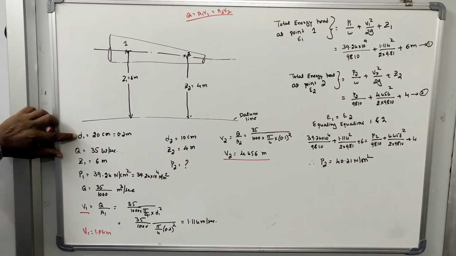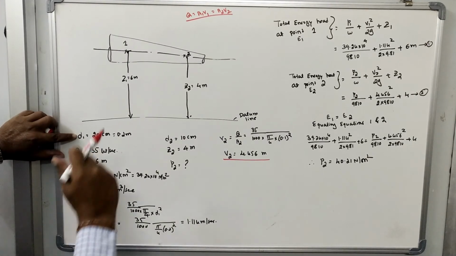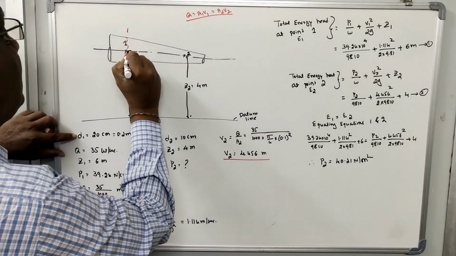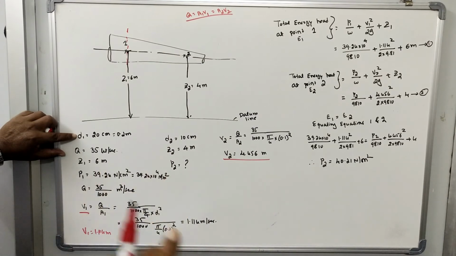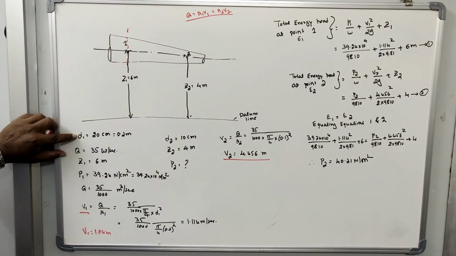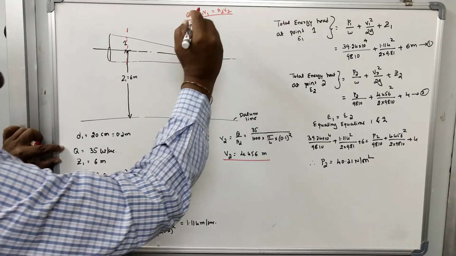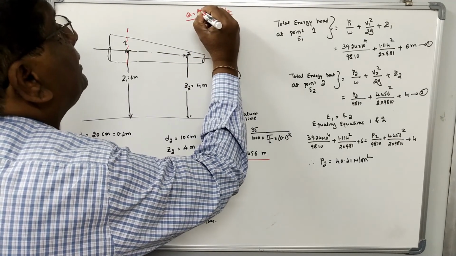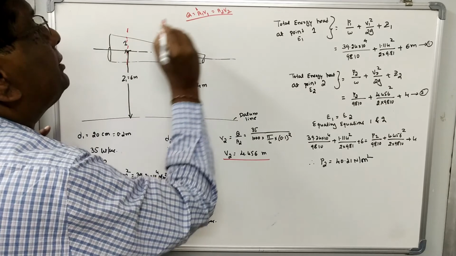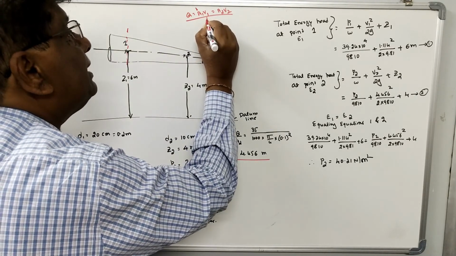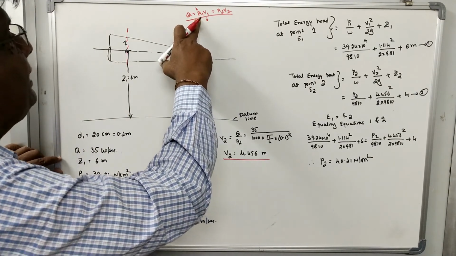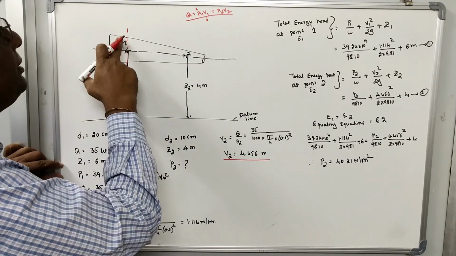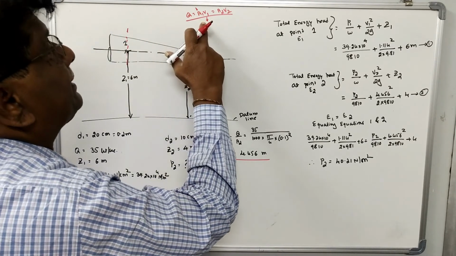Okay, see, the diameter at point 1 is 20 centimeter, because at point 1 the diameter of pipe is larger. This is a gradually reduced diameter pipe. And at section 2 is 10 centimeter, means the cross sectional area at section 1 is more, so velocity value is less. The cross sectional area A1 is more because diameter is more. Okay, so velocity is less.